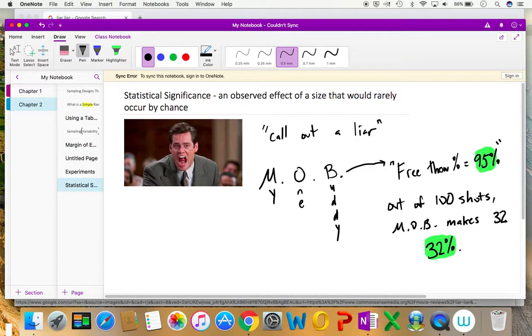Okay, and if my answer is yes to this question, if I say that something is statistically significant, it makes me say, okay, this MOB in this case, he's a liar. He's not telling the truth. He's a fibber. And we'll get into more of this when we talk about significance testing later in the course.